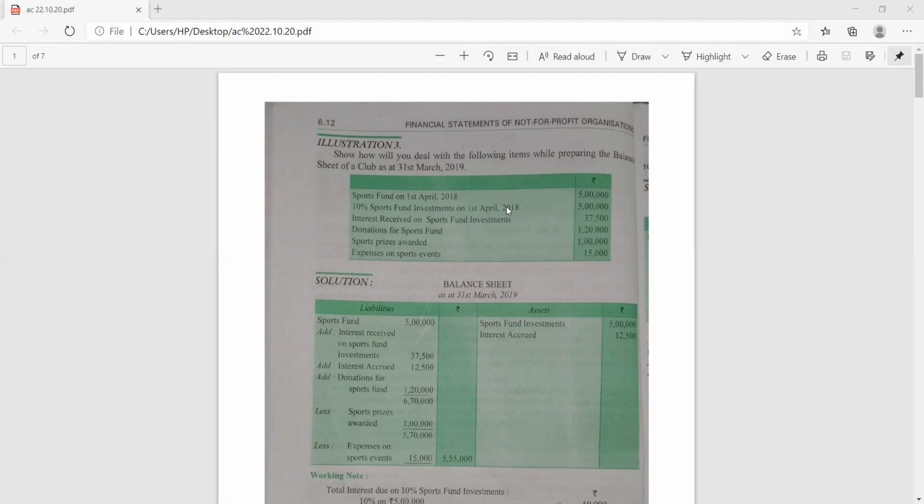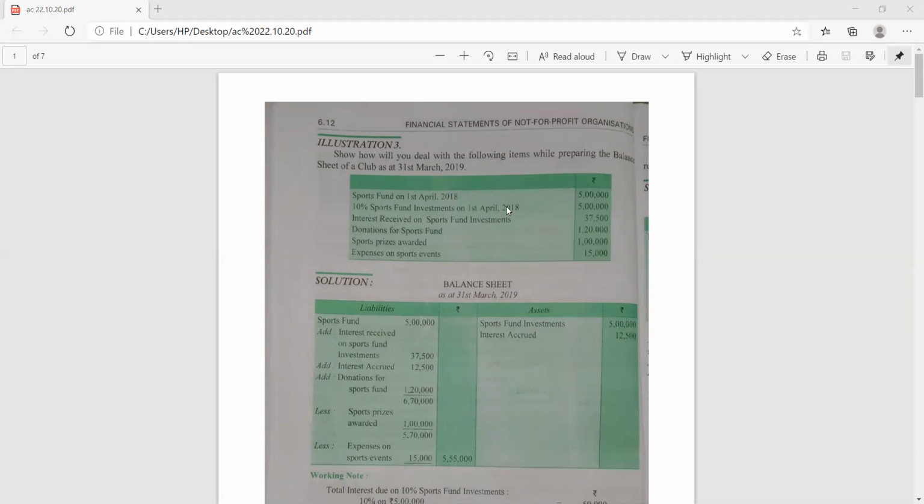Now, donation for sports fund. The donation received is to be added as it causes an increase in the sports fund. Less sports prize awarded: the sports prize has been given, so it caused a decrease in the fund, so it will be deducted. Expense on sports event minus 15,000. Now the net balance we will get is 5,55,000. That will be our sports fund net balance after all the transactions.